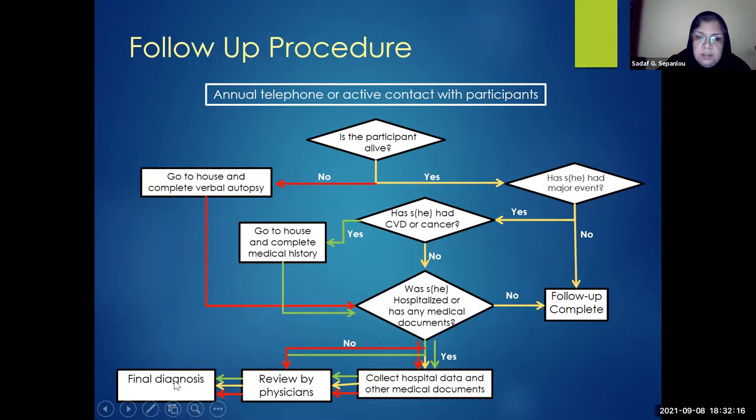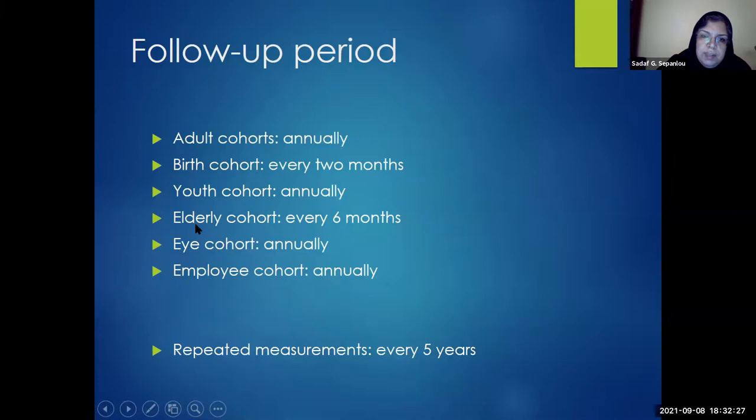And the follow-up period for adult cohorts is annually. For birth cohort, it is every 2 months. For youth cohort, it is annually, for elderly cohort, it is every 6 months, and for the cohort and employee cohort, it is done annually. Repeated measurements are done every 5 years, till 15 years.